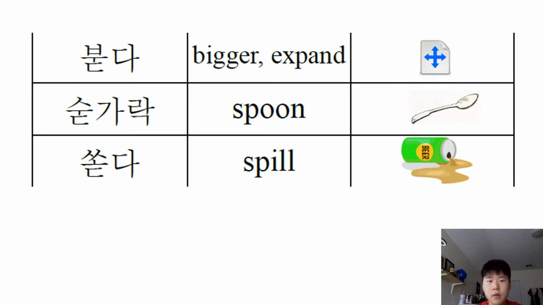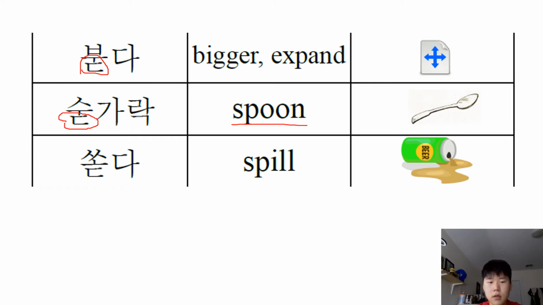And then in the first one here, it's 붓다, which means bigger and expand. So in the word 붓다, which one has the 디귿 받침? Yep, over here, the first part with the 디귿. And you may all know this word, 숟가락. Yep, it's a spoon. Can you see which part of the word has the 디귿 받침? Yep, it's the first part.